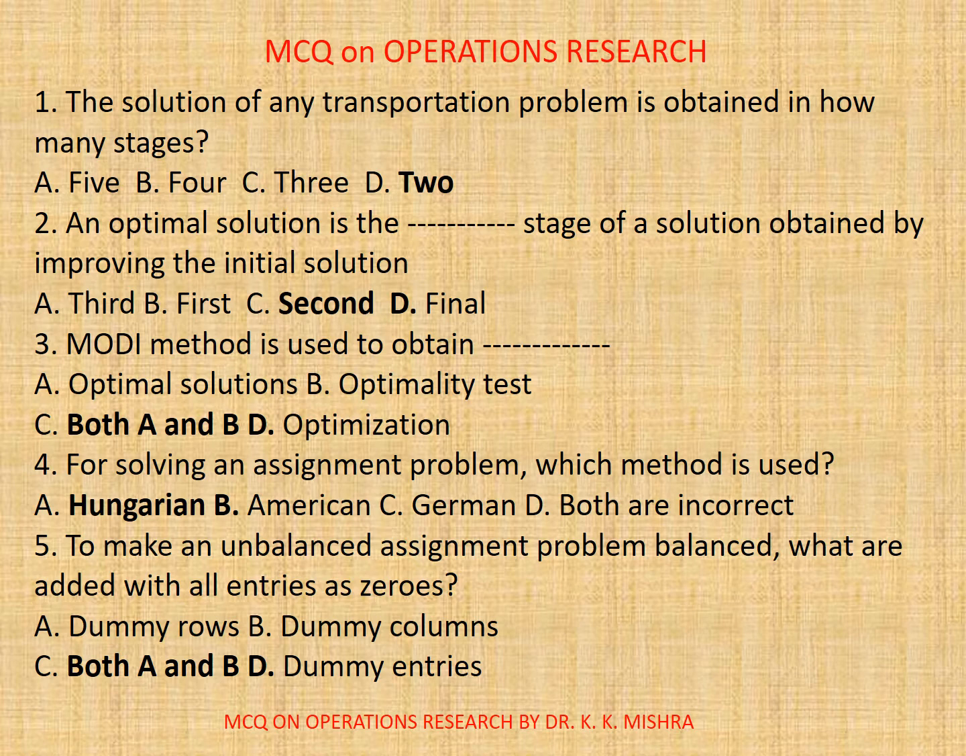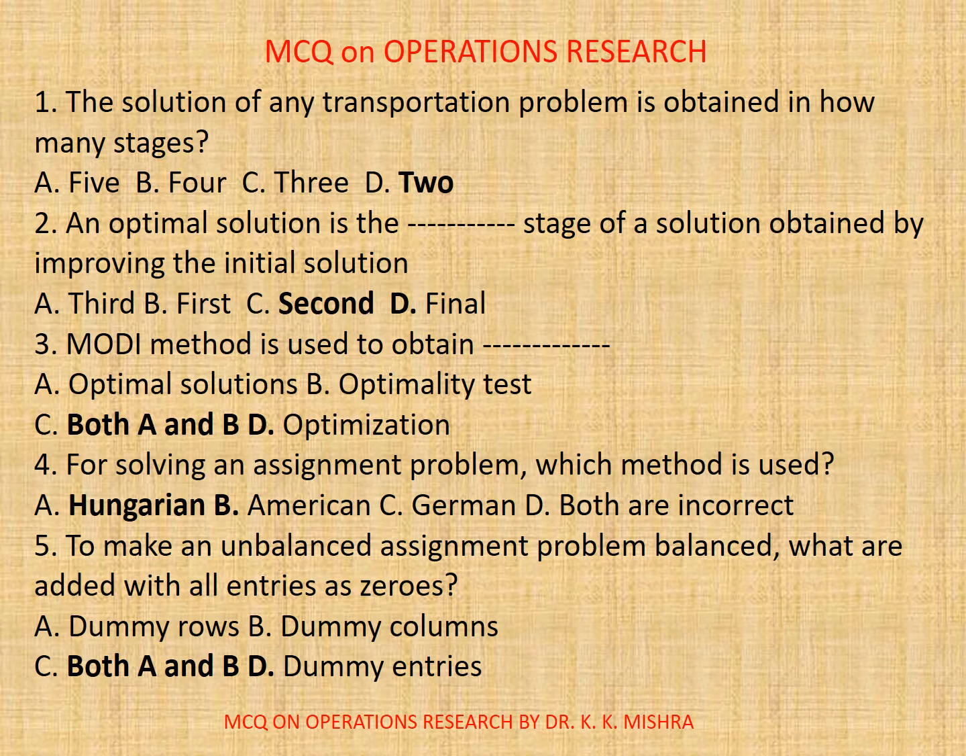4. For solving an assignment problem, which method is used? So here correct option is A, Hungarian method. 5. To make an unbalanced assignment problem balanced, what are added with all entries as 0? Dummy rows or dummy columns? Both. Here correct option is C.